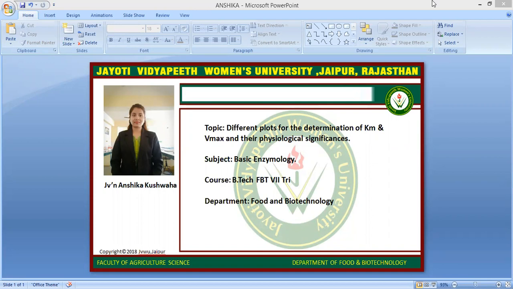Our subject is basic enzymology. Today's session is on different plots for determination of Km and Vmax and their physiological significances.